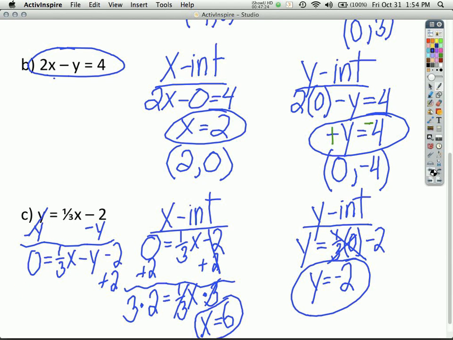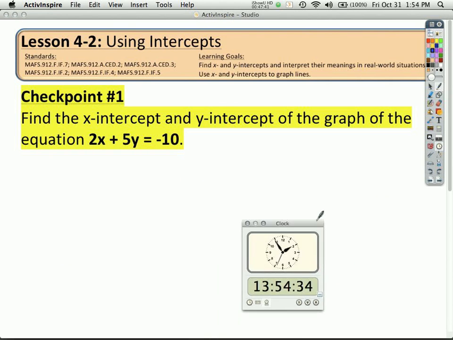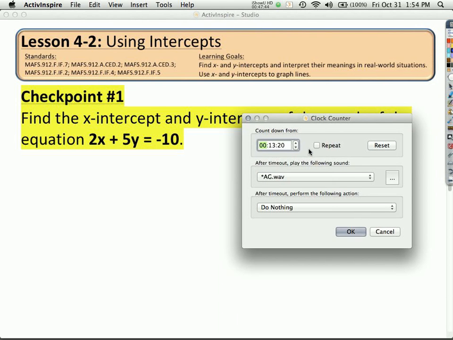Okay, so now checkpoint. Sorry, I messed up a little bit. Checkpoint number 1, find the x and y intercept of the graph of that equation. You've got 2 minutes.